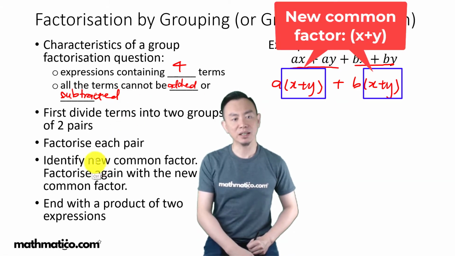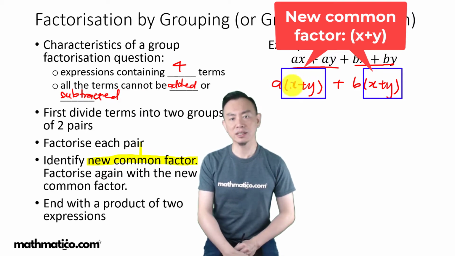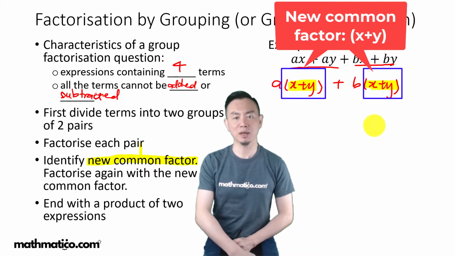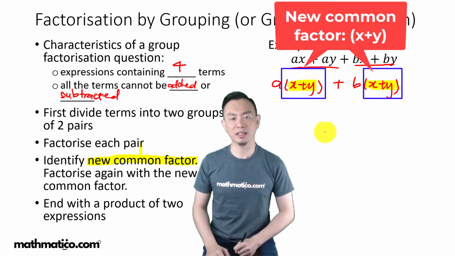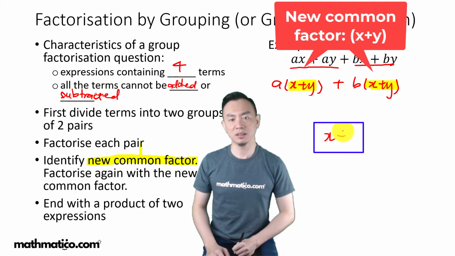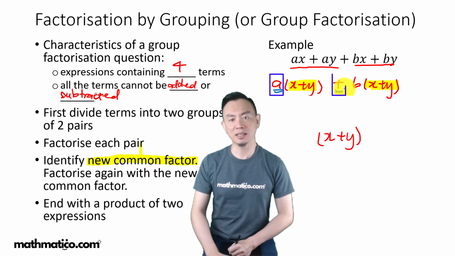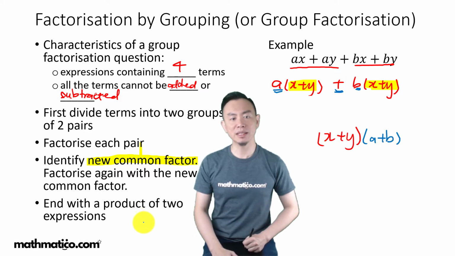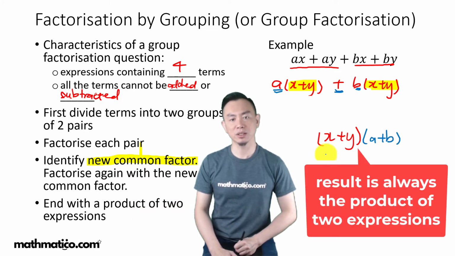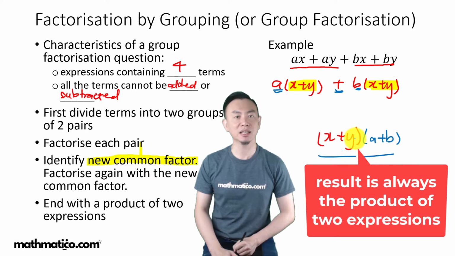And you identify a new common factor. So you can see over here, you have x plus y in the first group, and you have x plus y in the second group. This is the new common factor. You will factor out the new common factor, which is x plus y, and what's left behind is your a plus b. So you always end with the product of 2 expressions. You have one expression here, one expression here, and they are in a multiplication relationship.